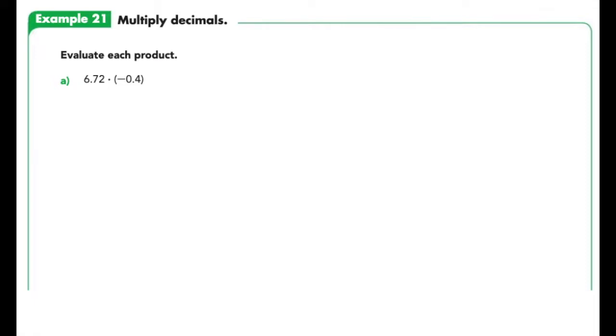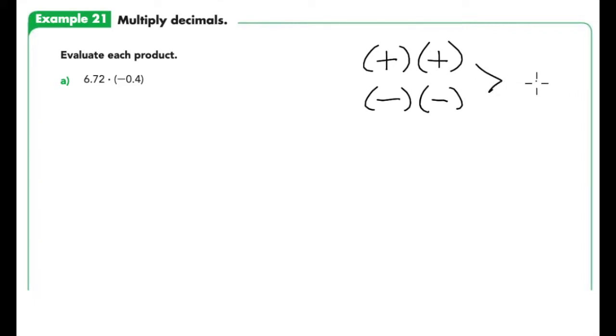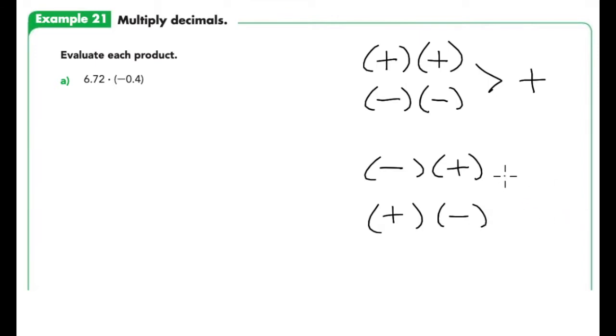For this example, we're going to be looking at multiplying decimals. The first thing that we have to remember when we multiply is our rules for signed numbers. If you multiply two numbers with the same signs, such as a positive times a positive, or a negative times a negative, that will result in a product that is positive. And when we multiply with different signs, so if we had a negative times a positive, or a positive times a negative, that results in a negative product.